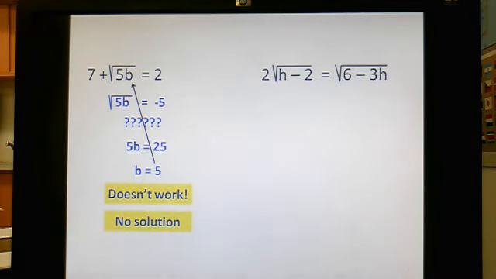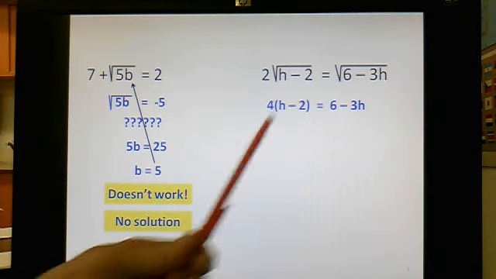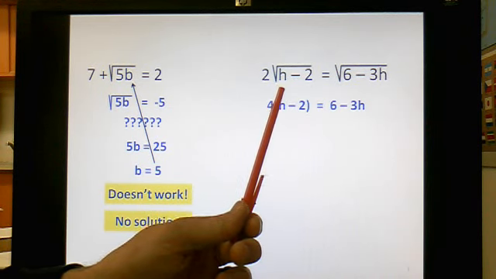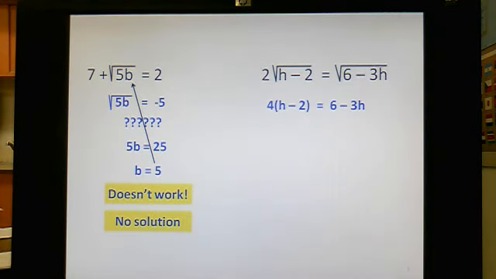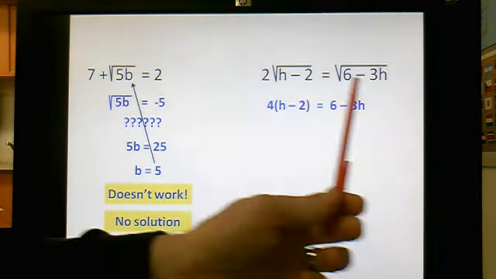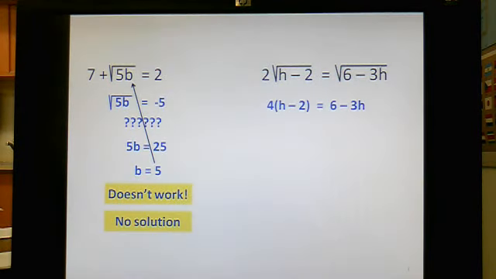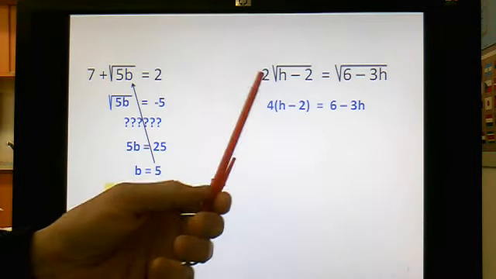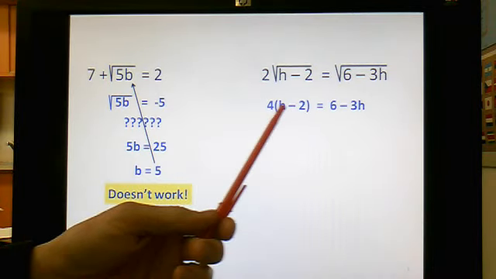So 2 squared is 4, and the square root of h minus 2, squared, is just h minus 2. And the same thing on this side, the radical symbol basically cancels out because I've just squared both sides. And again, the 4 came from the number on the outside here. I've got to distribute that now.